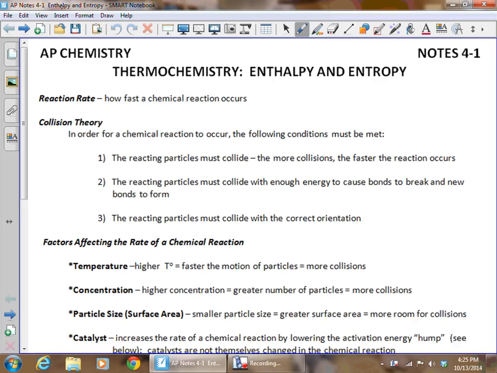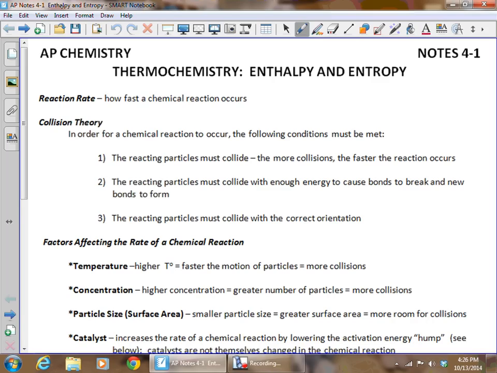And when we deal with thermochemistry in chemical reactions, one thing we want to look at is reaction rate, how fast a chemical reaction occurs. We also think of this in terms of the collision theory when we're looking at how these reactions proceed. Collision theory, in order for a reaction to occur, I think of it kind of like a match with a matchbox. If we want a chemical reaction to occur, then first of all, that match must collide with the matchbox.